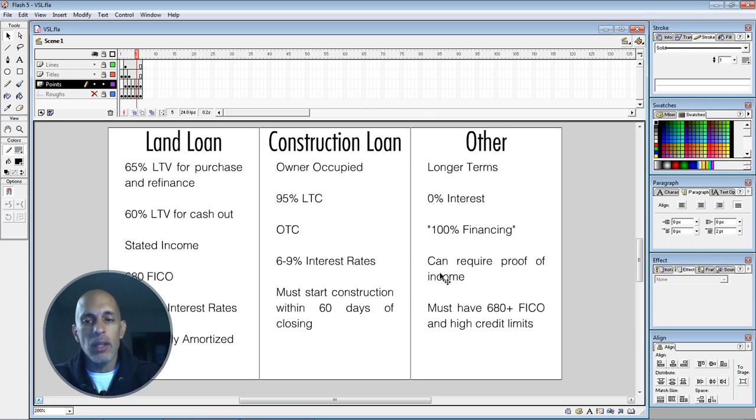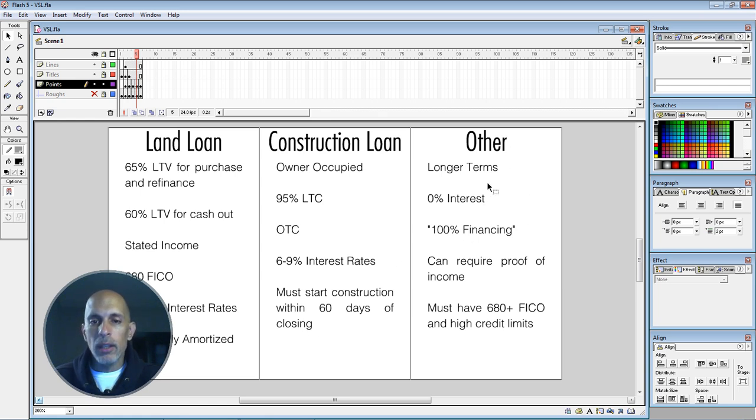And during the construction portion, you're only paying interest on what you actually use. So let's say you budgeted $800,000 for construction, but you only used $500,000. Your monthly payments would be 9%, or whatever your interest rate is, on that $500,000. First month, you've only used maybe $50,000, so you're paying 9% on that $50,000. That's how it works. You only pay interest on what you use. The kicker here, the string here, is that you have to start construction within 60 days of closing. And again, this is for owner-occupied properties.